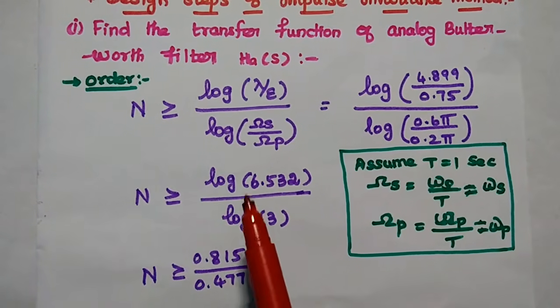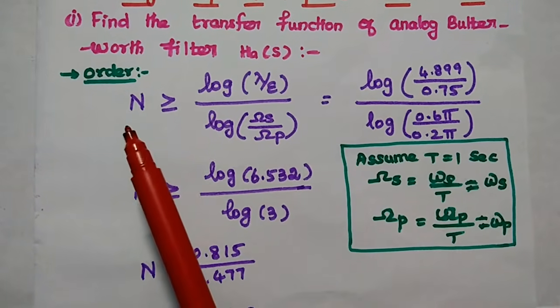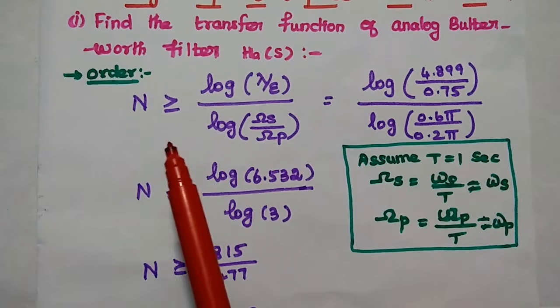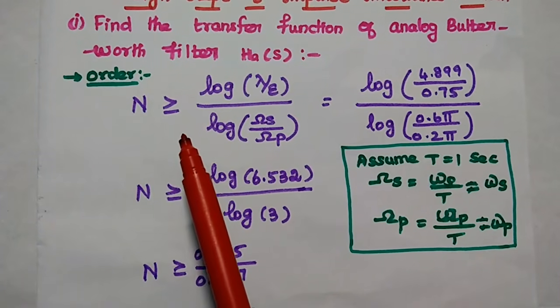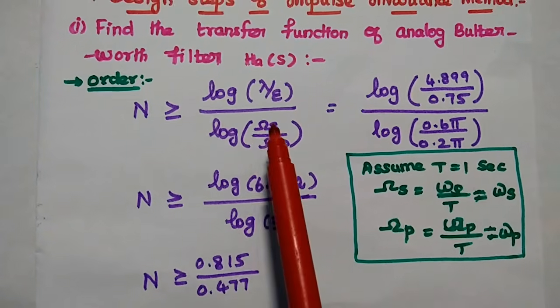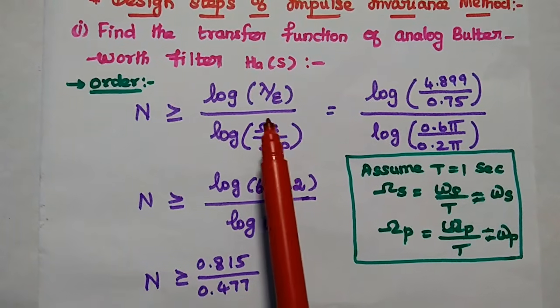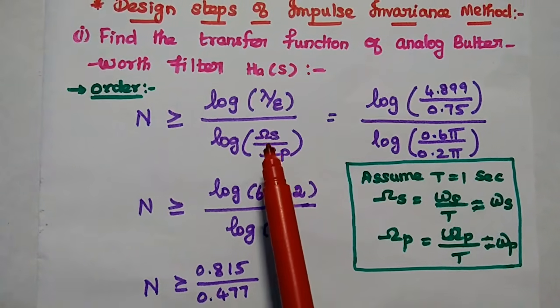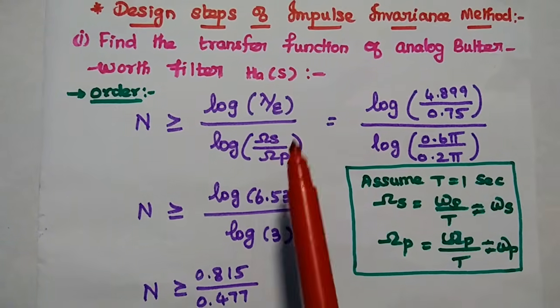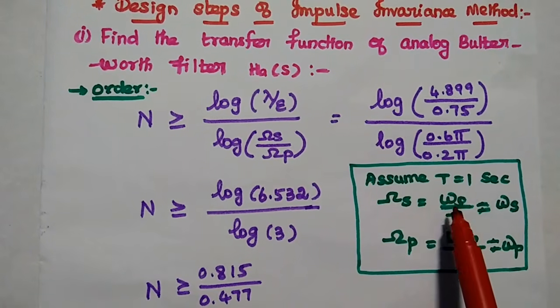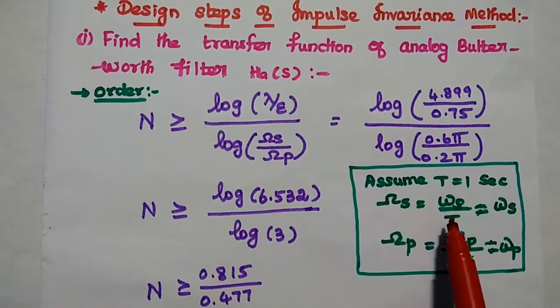analog Butterworth filter. So here we are going to obtain the order of the Butterworth filter, that is n is greater than or equal to log of lambda by epsilon divided by log of omega s by omega p. So here this omega represents the analog filter. See, the relation between analog frequency and digital frequency is given here.